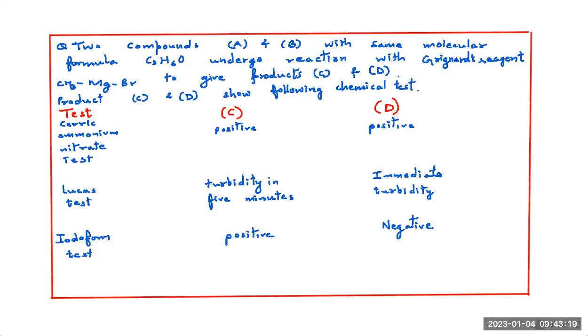The most mind-blowing question comes. Two compounds A and B with same formula C3H6O undergo Grignard test to give products C and D. ये देख के क्लिक हो जाता है C3H6O यानी कि एक प्रोपेनॉल है और दूसरा प्रोपेनोन है. ये तो इधर ही दिमाग की बत्ती जल जानी चाहिए.